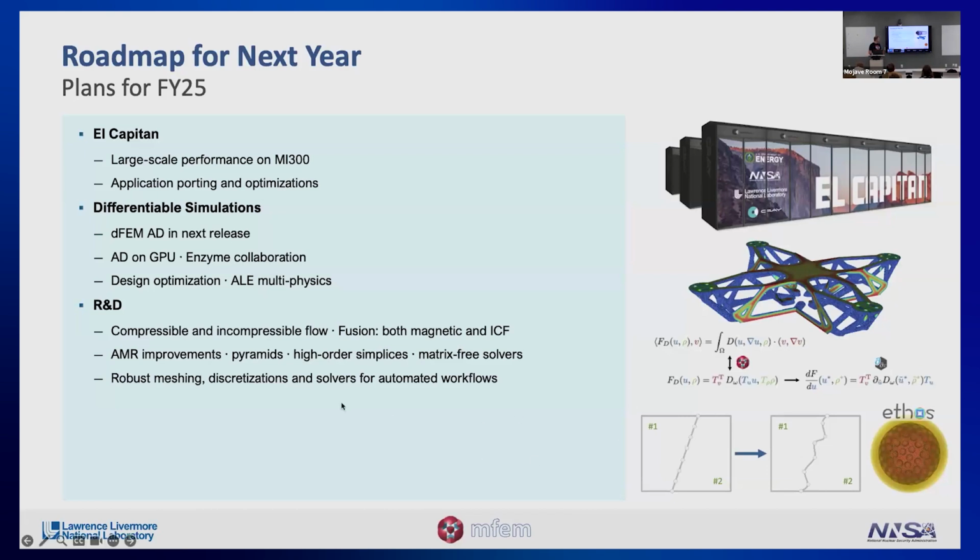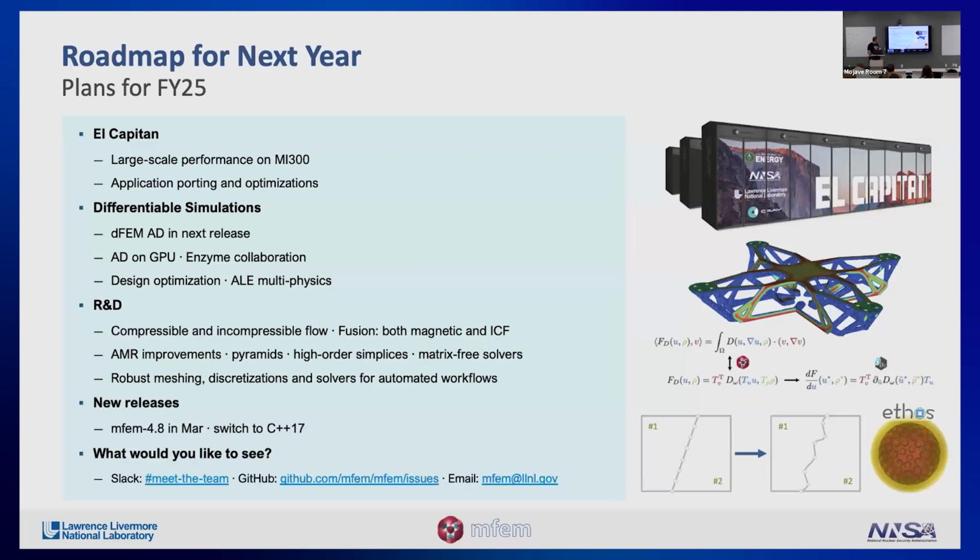And then in general, more robust methods for meshing, discretization, and solvers that are automatic, that could be used in this optimization workflow, for example, automatic meshing without the need for intervention. Okay, the next release, MFEM 4.8, is planned for March. Alan said we're going to think about it. I think it's pretty clear we're going in the direction of switching to C++17 in the next release.